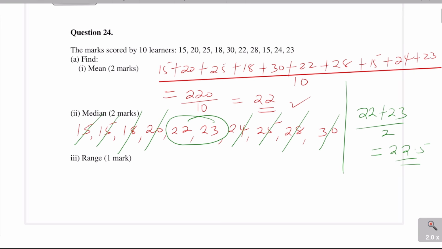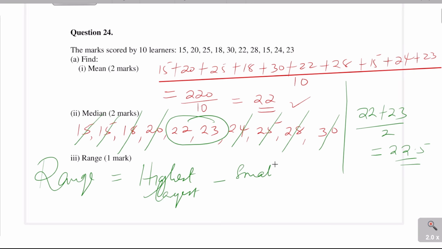Part 3 is the range. So what is the range? The range is the difference between the highest or the largest and the smallest. That is the range. The difference between the highest value or the largest value and the smallest.